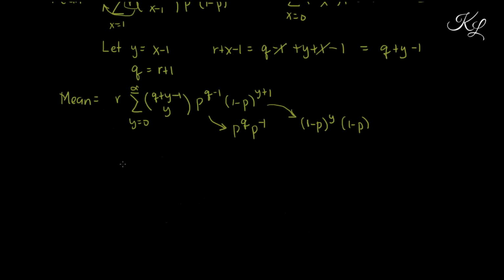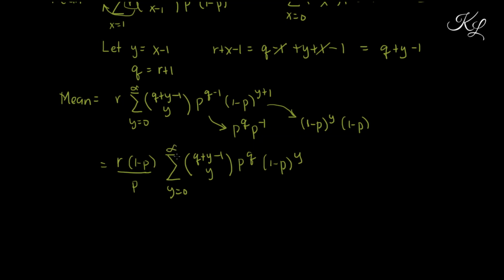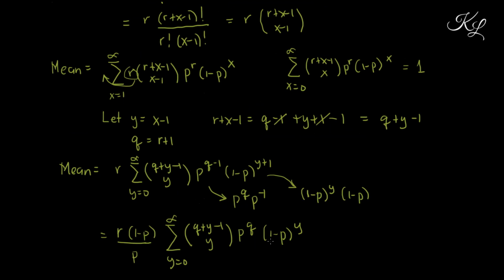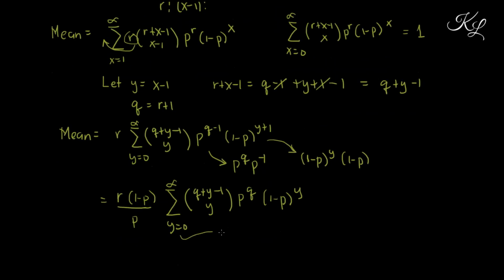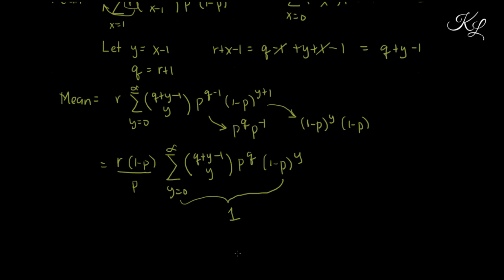Now, let's do that. We have equal to r, then let's move out the constant. So we can use this one, 1 minus p, and the constant here, over p. Then we're gonna write the summation. This is q plus y minus 1 choose y, and we're left with p raised to q, then this one is 1 minus p raised to y, and this is y equals 0 to infinity. Now if you compare them they are similar except that this one has different variables, so we can also make it equal to 1. So now we have our mean, let me rewrite it in here: r times 1 minus p over p.